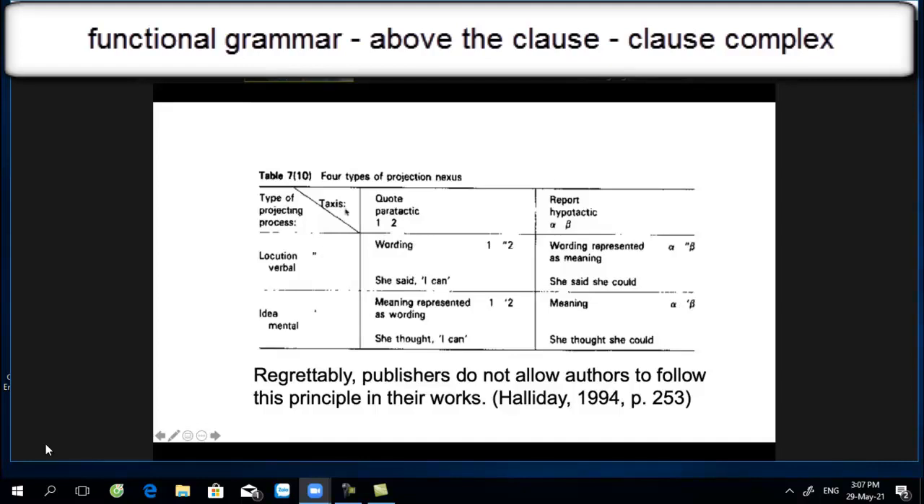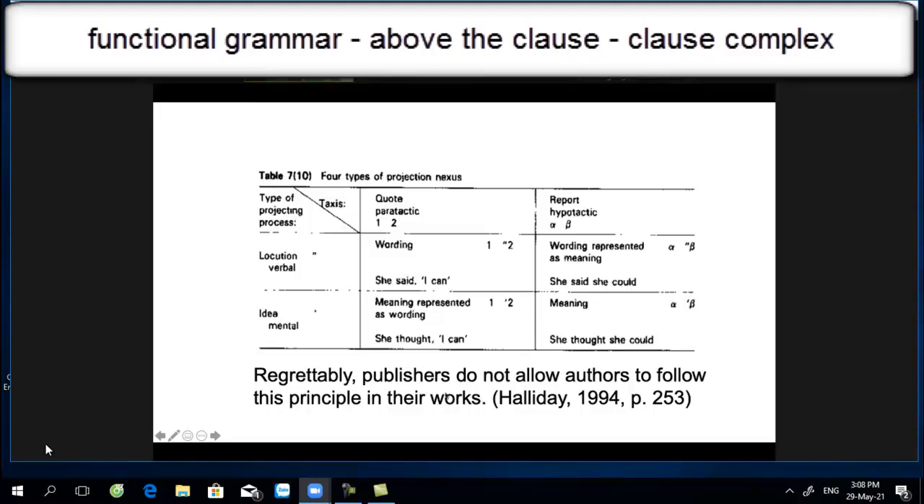So we have a short summary table like this. So for the verbal, we have double quotation mark here. And mental, we have only one quotation mark. To quote something that is independent, like she said, "I can," we use 1, 2. And for the process, she thought, 'I can,' we use 1, 2. But for indirect reported speech, we say she said she could, alpha, beta, and she thought she could, alpha, beta. Right?